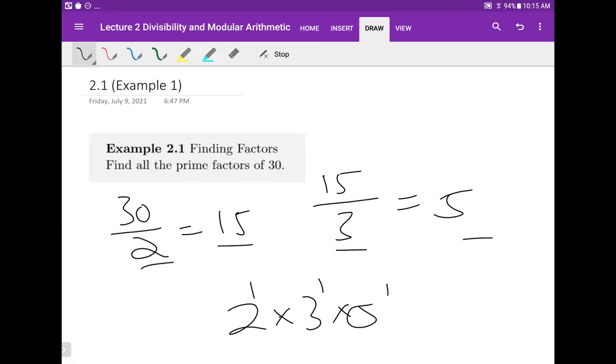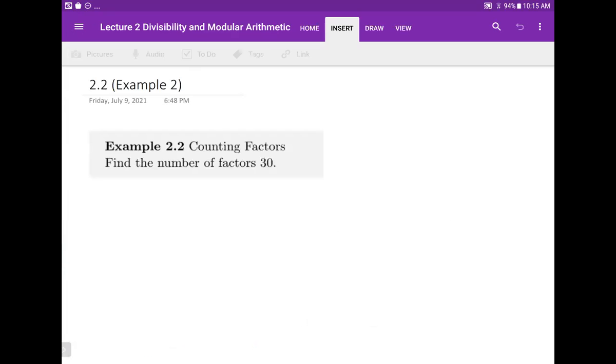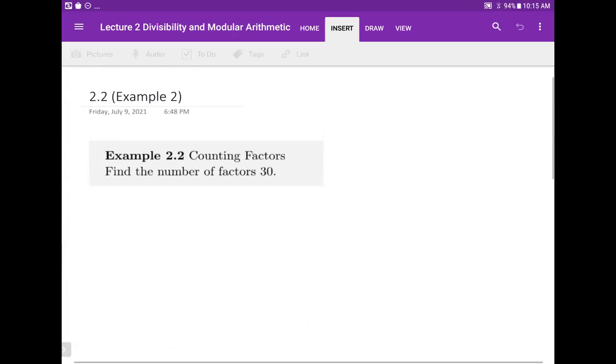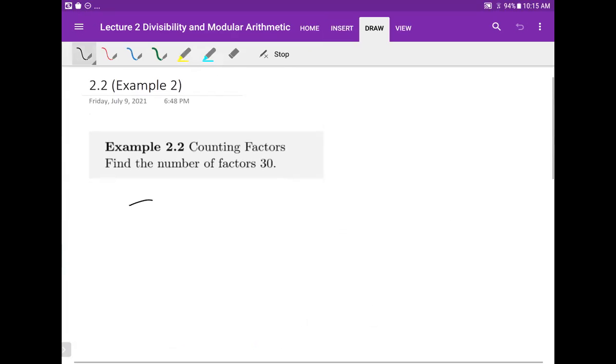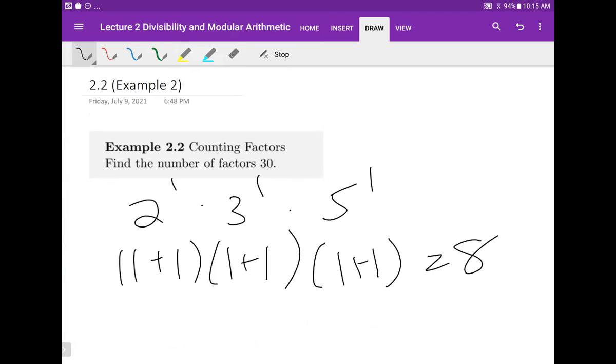2 to the 1 times 3 to the 1 times 5 to the 1. Right. The second example, we want to find the number of factors of 30. So we have 2 to the first times 3 to the first times 5 to the first. And if we use our formula, 1 plus 1 times 1 plus 1 times 1 plus 1 is 8. So it has 8 factors.